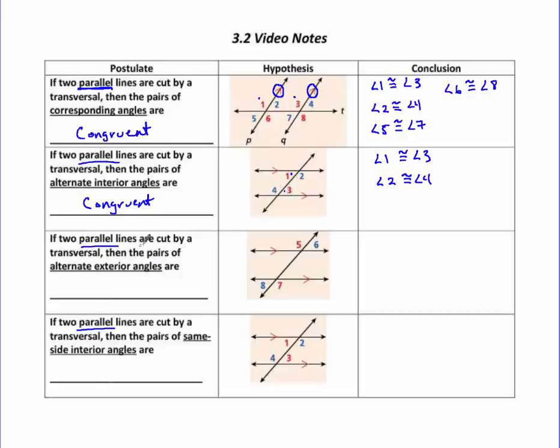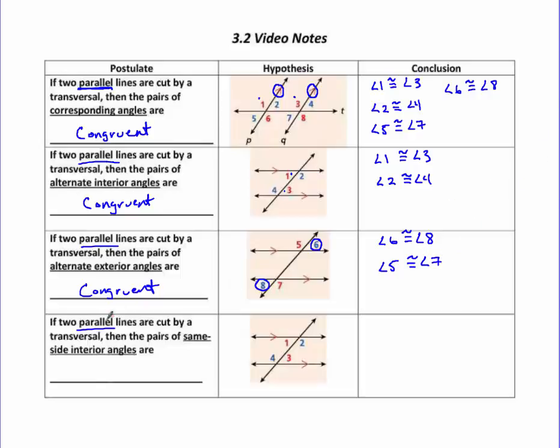So if two parallel lines are cut by a transversal again, then the pairs of alternate exterior angles, so that's angle 8 and angle 6, the pairs of alternate exterior angles are congruent. So we look up there, we have angle 6, it's congruent to angle 8, and we also have angle 5 is congruent to angle 7.